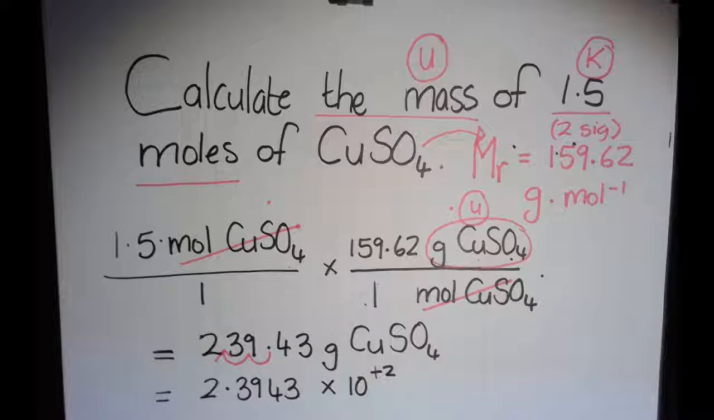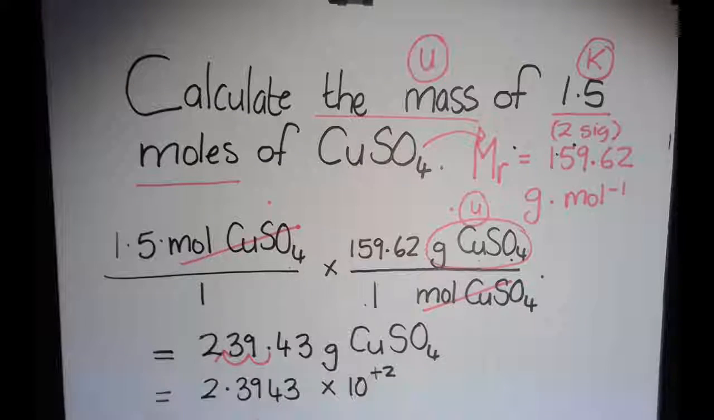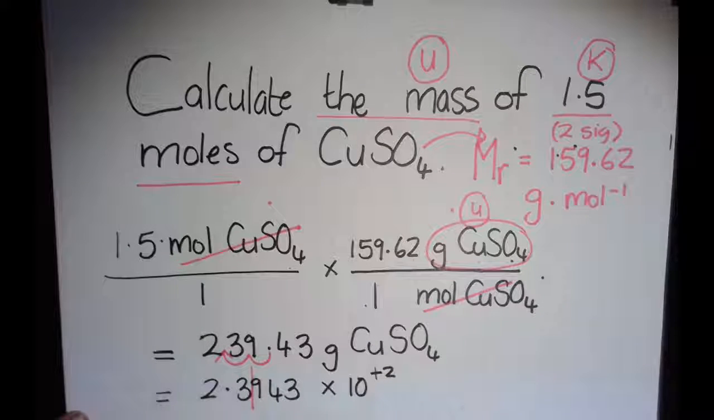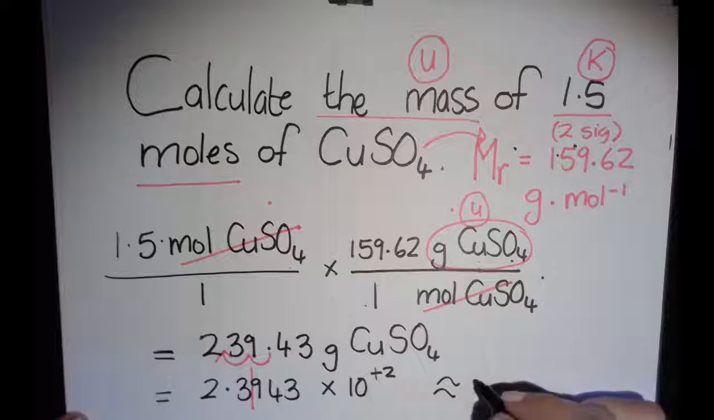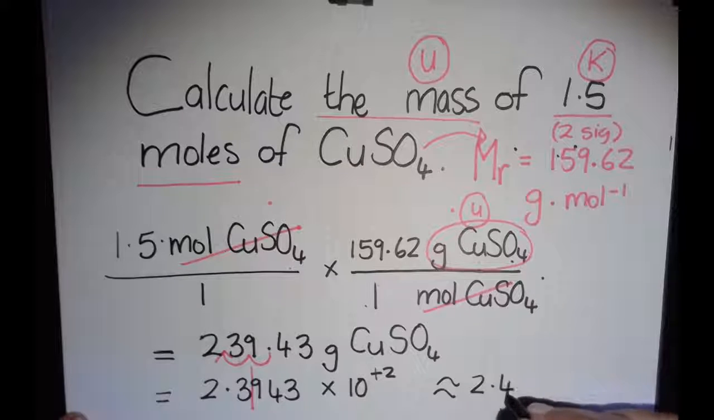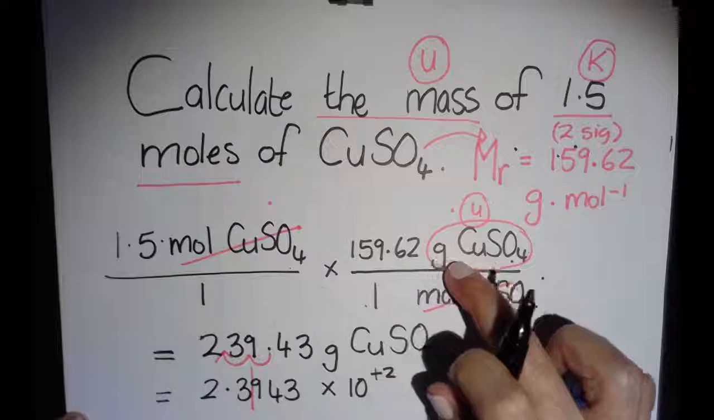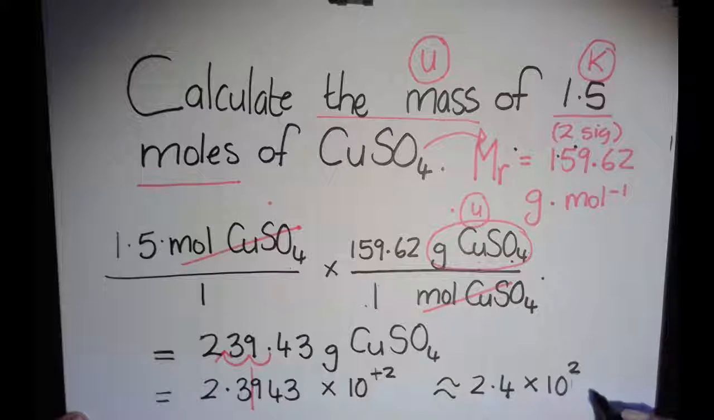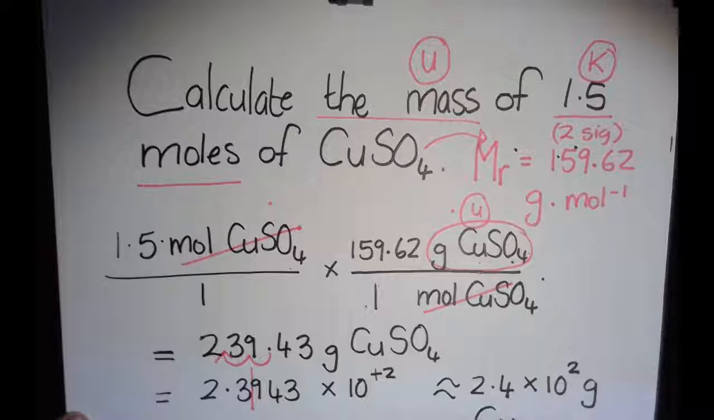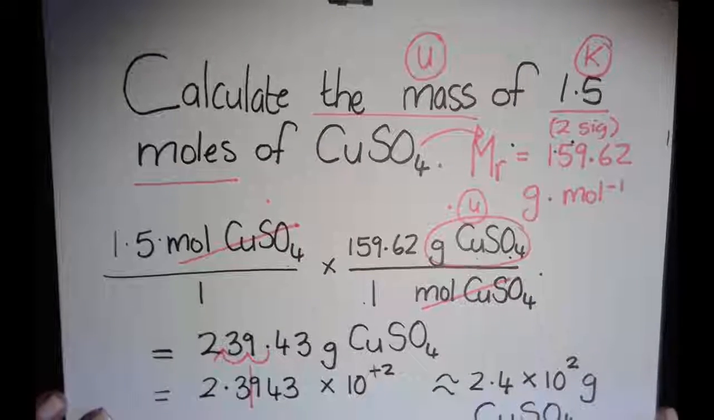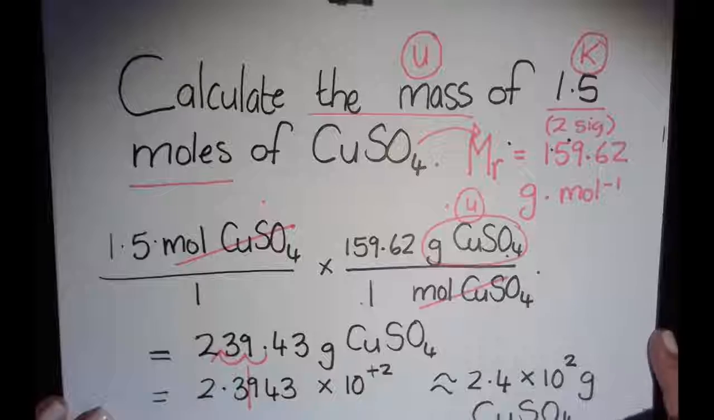But my question says I need to give this as 2 significant figures, so 1, 2 takes me over there. I then look, does this number influence this one, and I see it does. So that means my final answer should be written as 2.4 times 10 to the power of 2 grams of copper sulfate. So that is simply the basic calculations that you have to know for the test.